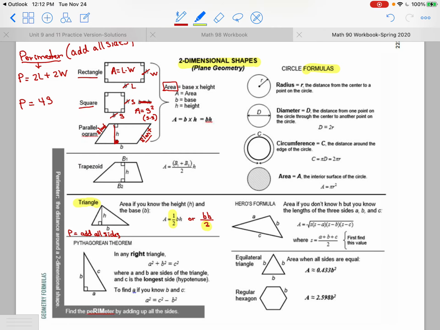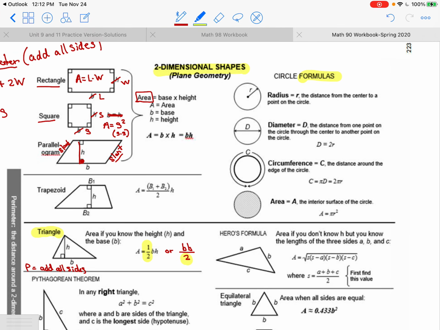Okay, let's jump over here to circles, because we are going to be talking about circles as well. All right, so here's our circle formulas. Now, if we're thinking in terms of the perimeter and the area, just to start with, I'm going to jump down here. Basically, the perimeter of a circle is what we call the circumference. So the perimeter is now called circumference, and that is the distance around that circle. And we can find that perimeter in 2 different ways.